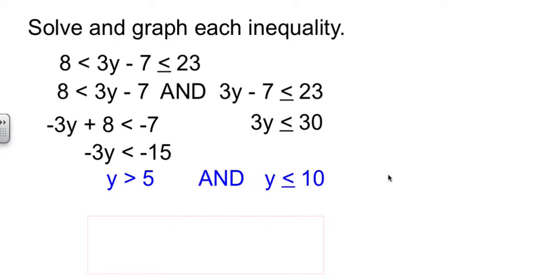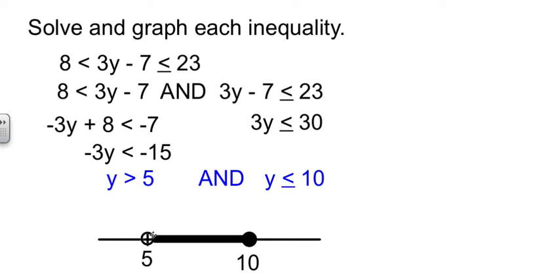When it says "and", we're looking for where the two solution sets agree, where they overlap. Well, numbers greater than 5 start at 5 and go to the right. Numbers less than 10 start at 10 and go to the left. Things that fit both descriptions are between 5 and 10. So just this strip between the two values. Not filled in on the 5 because it wasn't equal to, but it is filled in on the 10. So your number lines now will have two numbers on them because you have two parts of your solution.